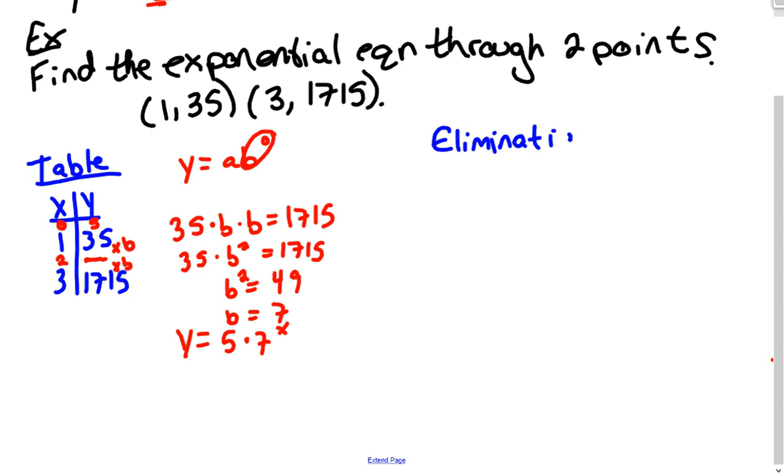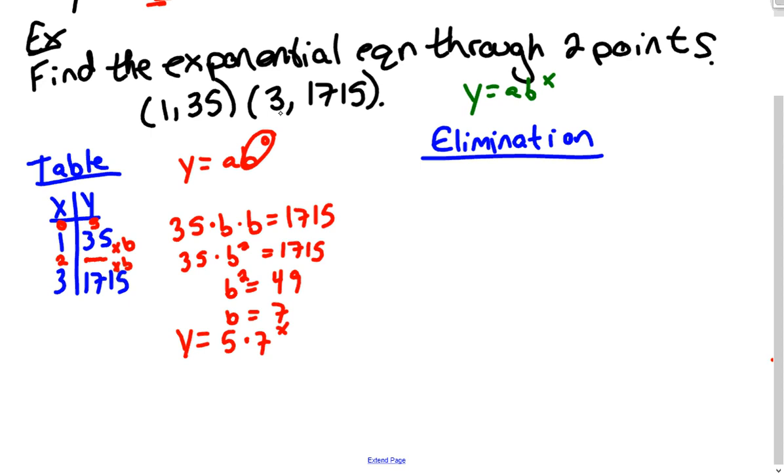Because sometimes it's not always easy to see how many times you actually have to multiply this b value to keep going to get there. So another option is you can set up a system of equations. The system of equations is y equals ab to the x. Remember, y equals ab to the x. So I'm going to set up with both of these points.